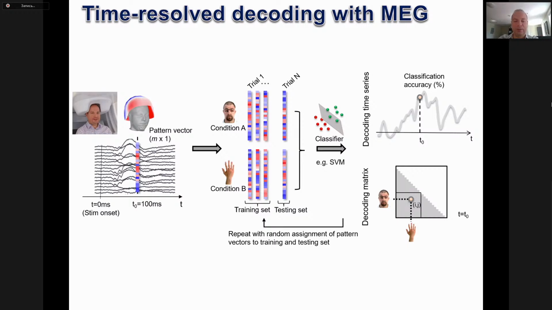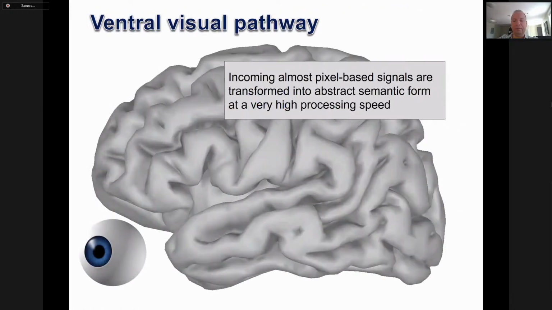So we can repeat this procedure pairwise for every combination of two stimuli and populate this decoding matrix that will be indexed by stimuli. So if we present 100 stimuli, this would be a 100 by 100 matrix. Every element here would be how well we can decode the two elements. And of course, this matrix will also be time resolved, meaning that at different times we will have a different such matrix. And let's see now how we use these ideas to study human vision.